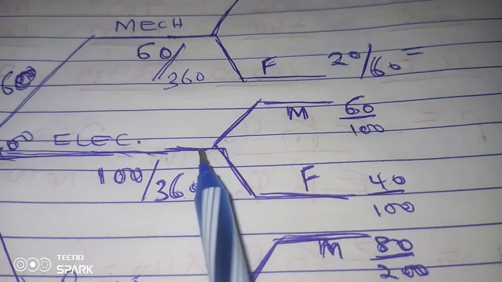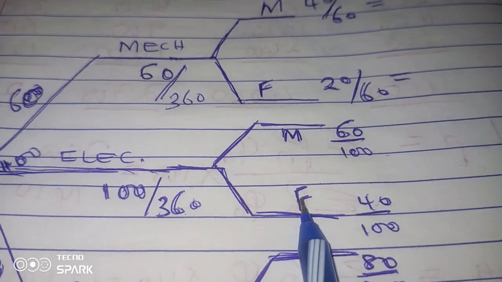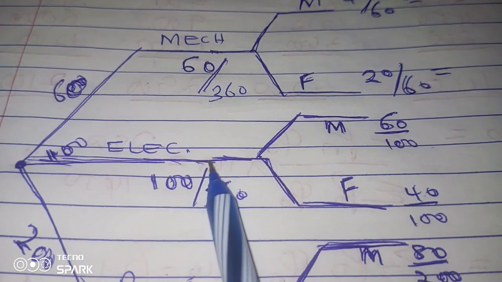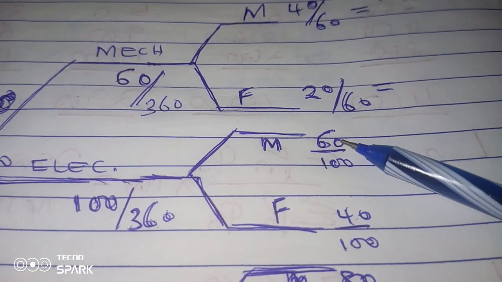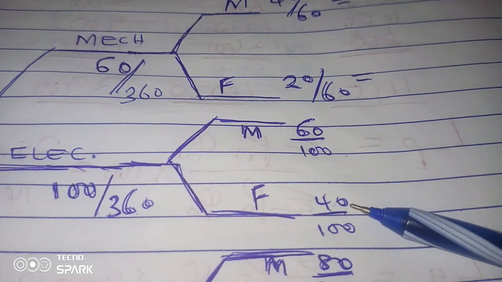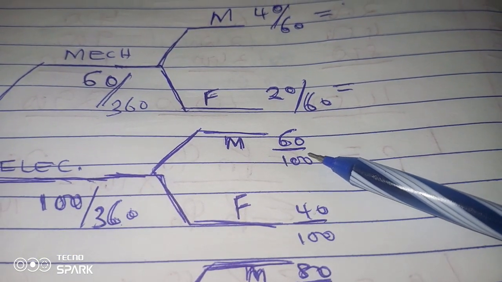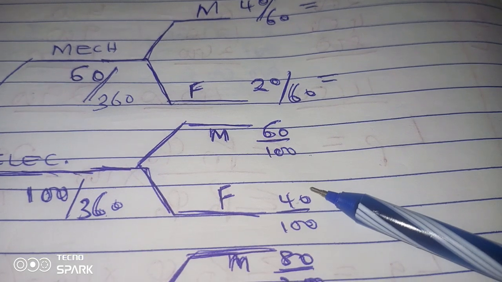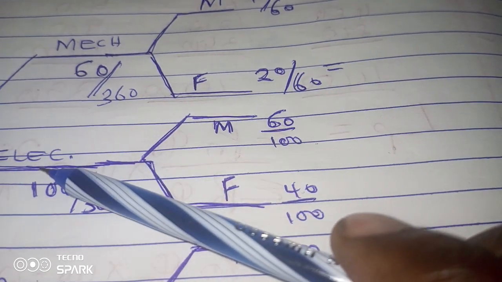And thus, dividing the electrical department once again into two, the male and the female, remembering that the total of our electrical students is 100, we shall split into the male and female groups. Because we have 60 male in electrical and 40 female in electrical, we shall then have 60 out of 100 being the probability of picking a male in the electrical, and once again 40 out of 100 being the probability of picking a female in the electrical department.